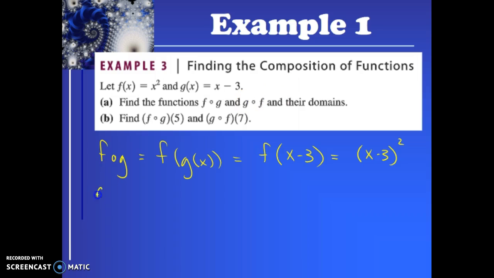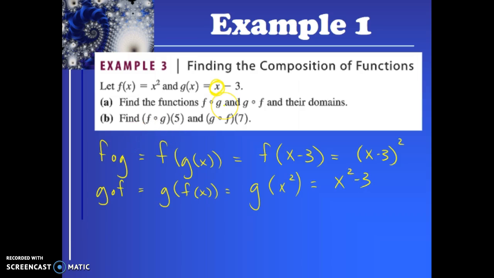For the second part, when they ask us to go g of f, that means that we're plugging the f function into the g function. When we plug the f function into the g function, that's like taking g of x squared. So the x inside the g is going to get replaced with x squared. And so we get x squared minus 3.